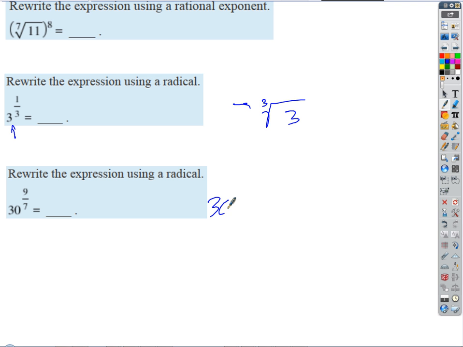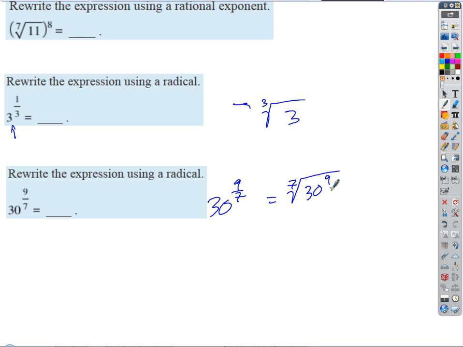What's 30 to the 9/7? Now let's be tricky about this. What's it going to be? The 7 goes on the radical, and then the 30 goes inside the radical with the 9 as an exponent. Okay, good.